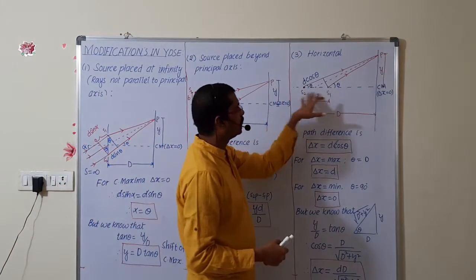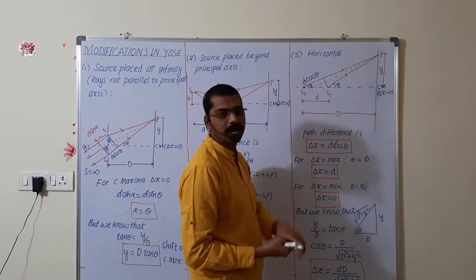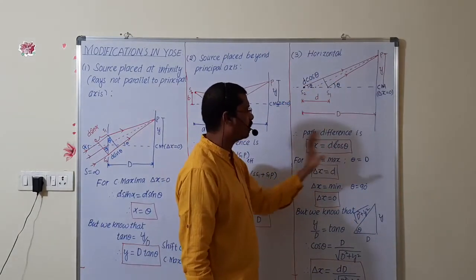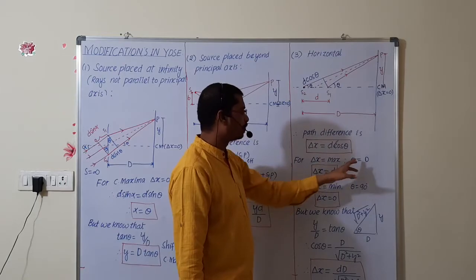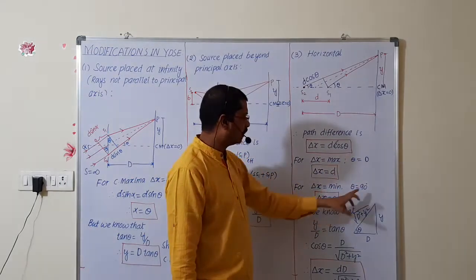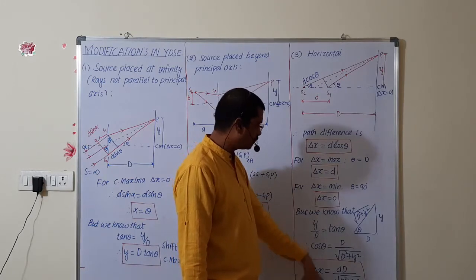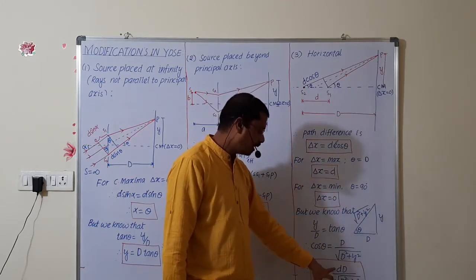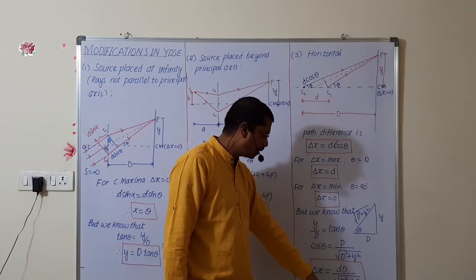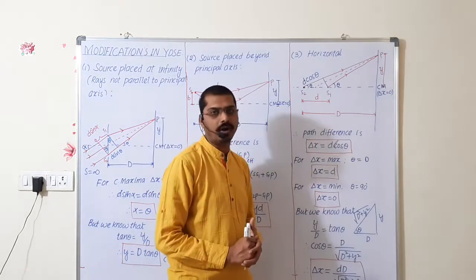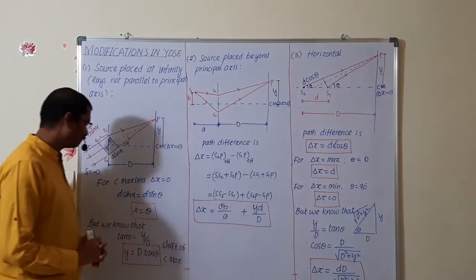If the two slits are arranged in the horizontal direction, the path difference is d cos theta, maximum for 0 degrees and minimum for 90 degrees. In the absence of theta, what is the path difference? Small d into capital D upon under root D square plus y square. Now copy down.